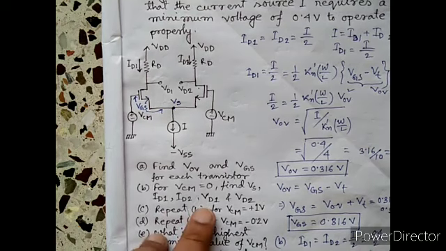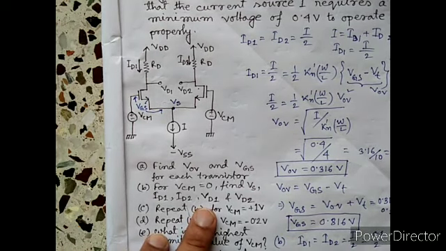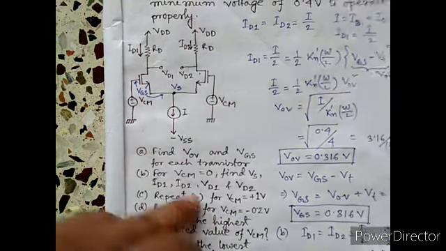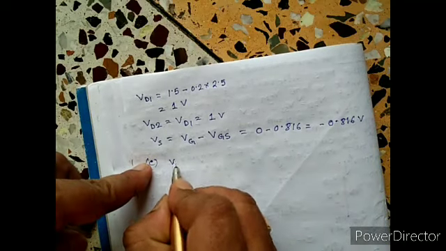Now VD1 equals VDD minus I by 2 into RD. RD value is the same, I is the same, so VD1 equals VD2, we will get the same potential, 1 volt. Now what will be the Vs?